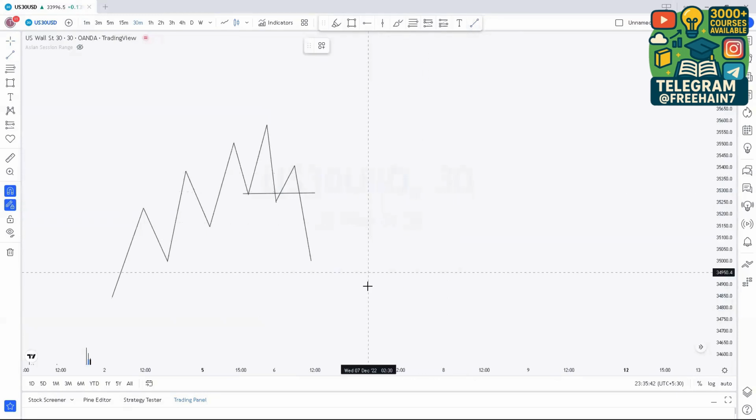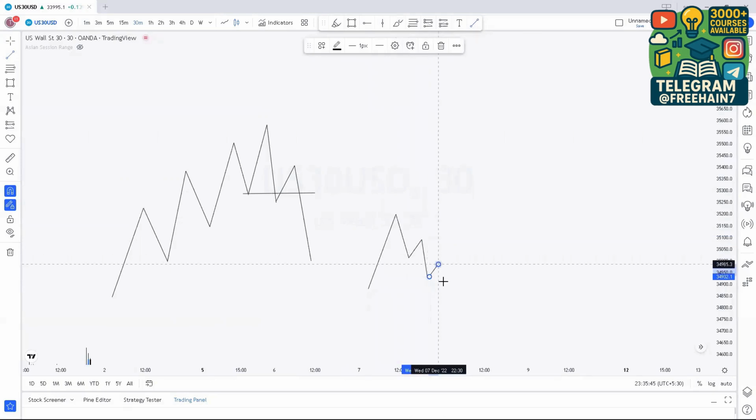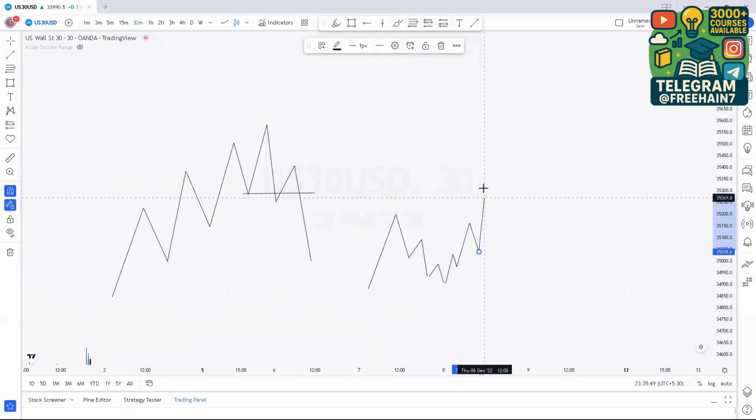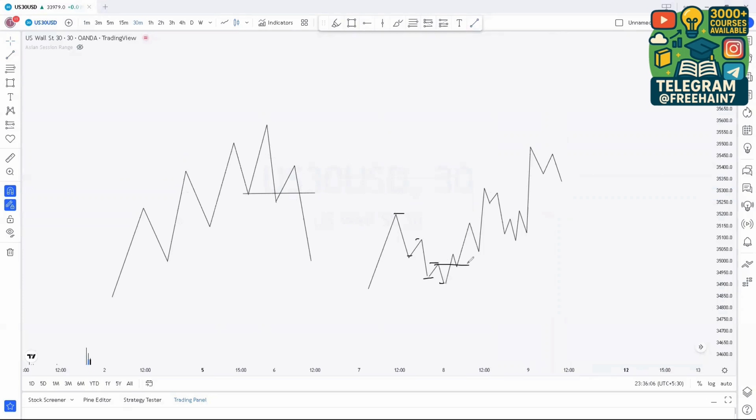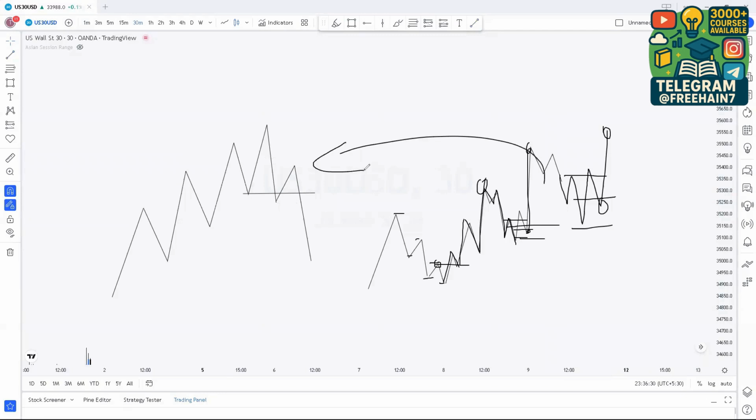So once again, in this example, this is the internal structure now, and see it's breaking over here, and that's when we get the sign to continue. Once again, we are retracing down, it's breaking it, and it's continuing up. So this repeats itself again and again, and we'll have the entries over here and try to go with the higher time frame order flow.